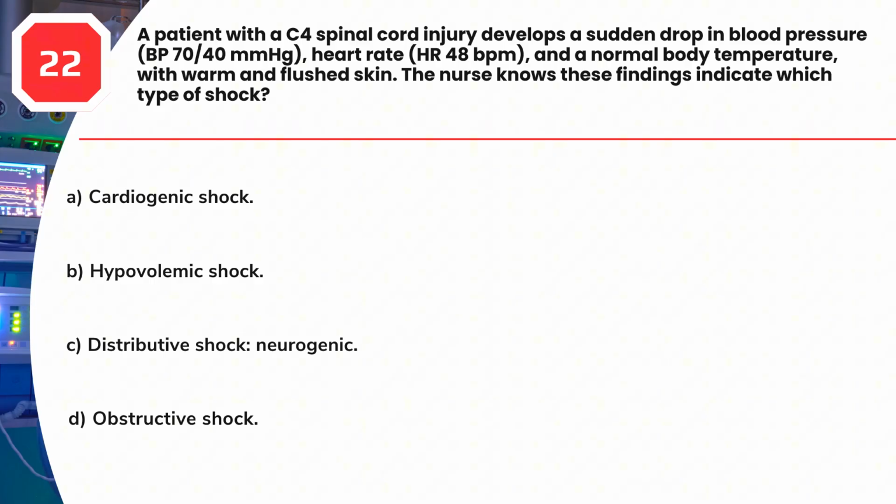Question 22. A patient with a C4 spinal cord injury develops a sudden drop in blood pressure, BP 70/40 mmHg, heart rate, HR 48 BPM, and a normal body temperature, with warm and flushed skin. The nurse knows these findings indicate which type of shock? A. Cardiogenic shock. B. Hypovolemic shock. C. Distributive shock, neurogenic. D. Obstructive shock.